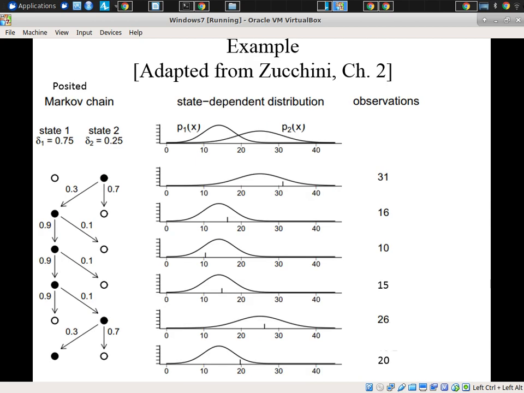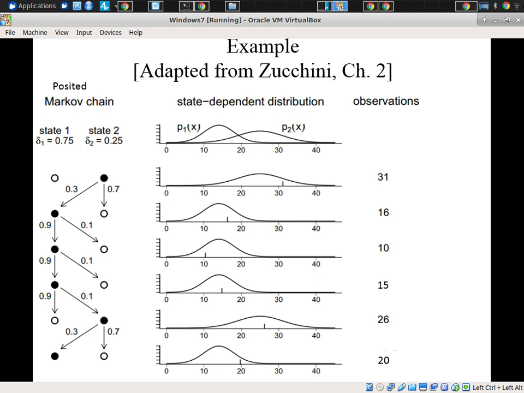Okay, so suppose we posit that at the very early time, the initial time, we're in state one, the outbreak state, with 75% probability, and state two, the non-outbreak state, with 25% probability. It turns out the evidence tends to wash that out later, so these initial probabilities are often not nearly as important as you might fear, but we need to make some initial probability assumptions.